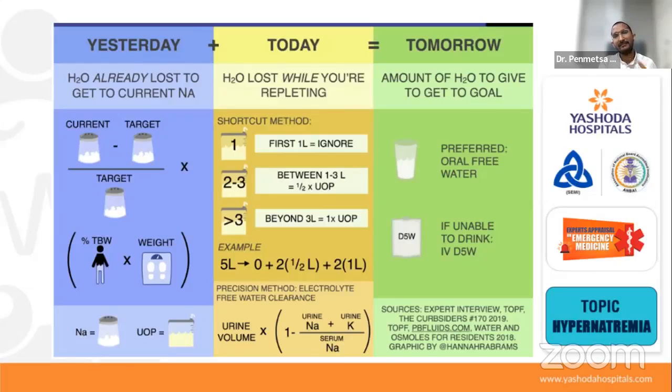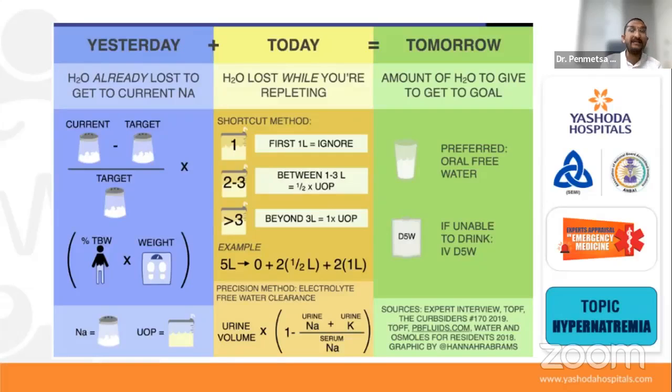In such patients, the simplest mechanism is, for the first 1 liter, you replace an equal amount. So say a patient has a urine output of about 5 liters. For the first 1 liter, you don't replace any free water. For 2 to 3 liters, you replace half of it. That means 2 to 3 is the second and third liter. Half of it is 2 liters. And then for more than 3 liters, you give 2 liters. Okay. So beyond 3 liters, you will replace more than this.